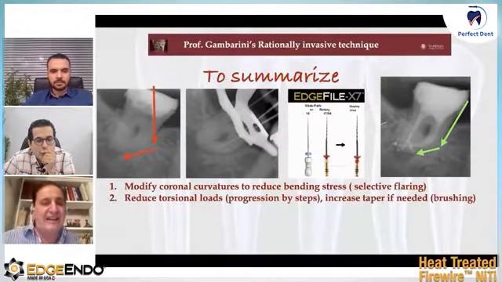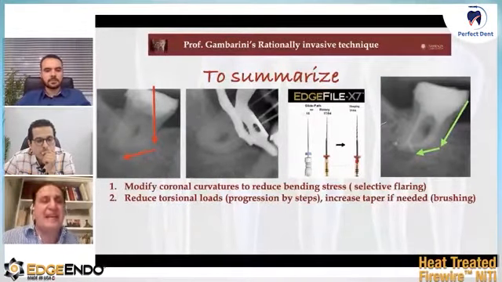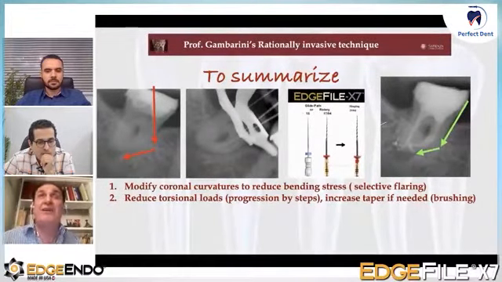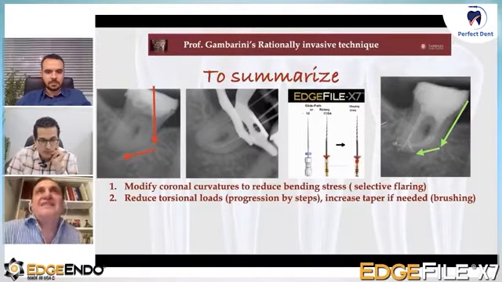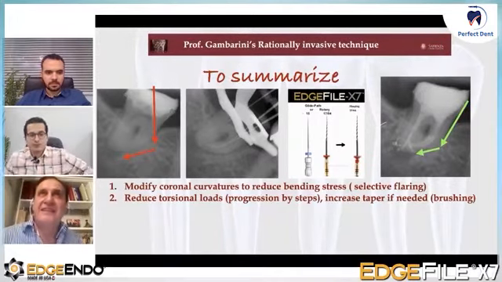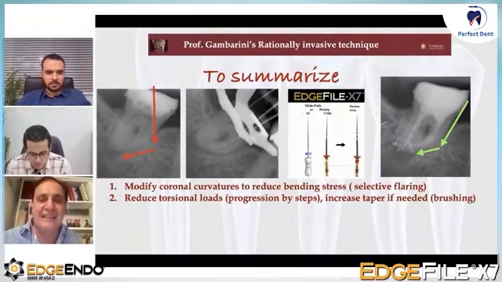And also, as I explained last time, I try to reduce the torsional load by progressing step by step, irrigating more fluently. I showed last time with clinical data that if you irrigate not even every instrument, but every single step in between the instruments, the torque and the instrumentation stress are much lower. But it's not that I'm saying this, I'm proving this. It's a different thing from other techniques.